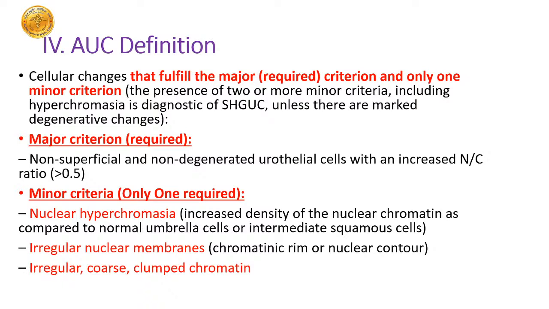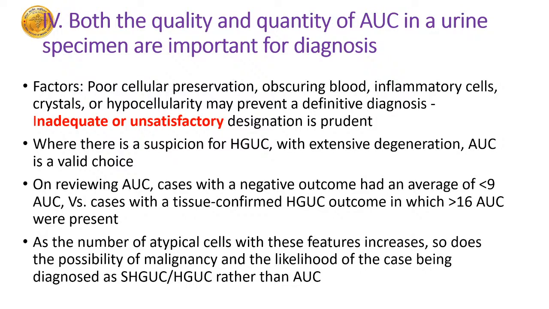Next slide, please. So there are certain factors which obscure the urine cytology, and these factors might be blood, inflammatory cells, poor cellular preservation or degeneration. So in this case, please do not try to give a definitive category. You can just say inadequate or unsatisfactory. It's better to be prudent rather than to be sorry later. There are times when you cannot say definitely that it's AUC. Please carry on and say that it is inadequate or unsatisfactory.